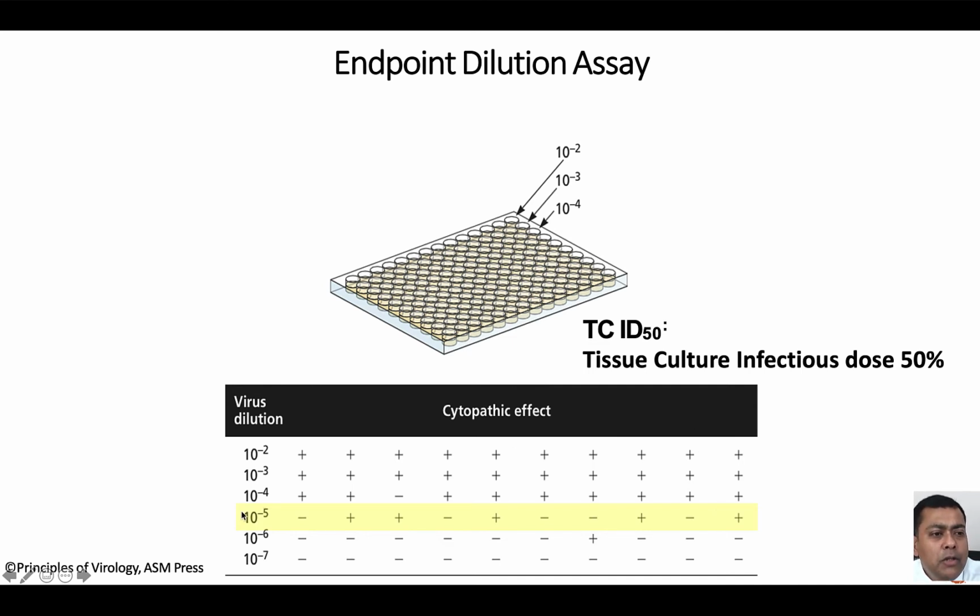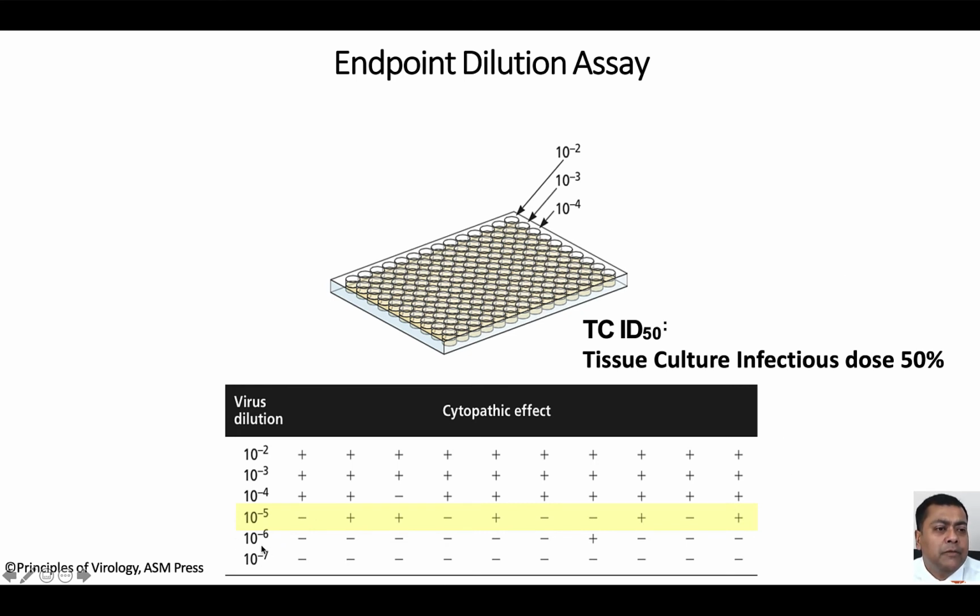So your 10 to the power -5 concentration is known as the tissue culture infectious dose 50%, or TCID50. ID50 is infectious dose, TC is tissue culture. So what it means is that the 10 to the power -5 viral dilution in a cell culture for that particular cell will be able to infect 50% of the cells. So this is known as the endpoint dilution assay.